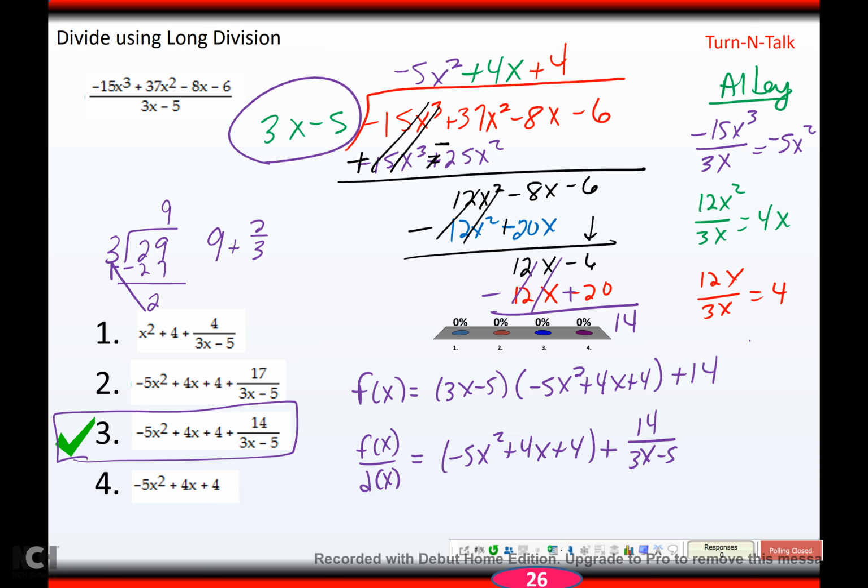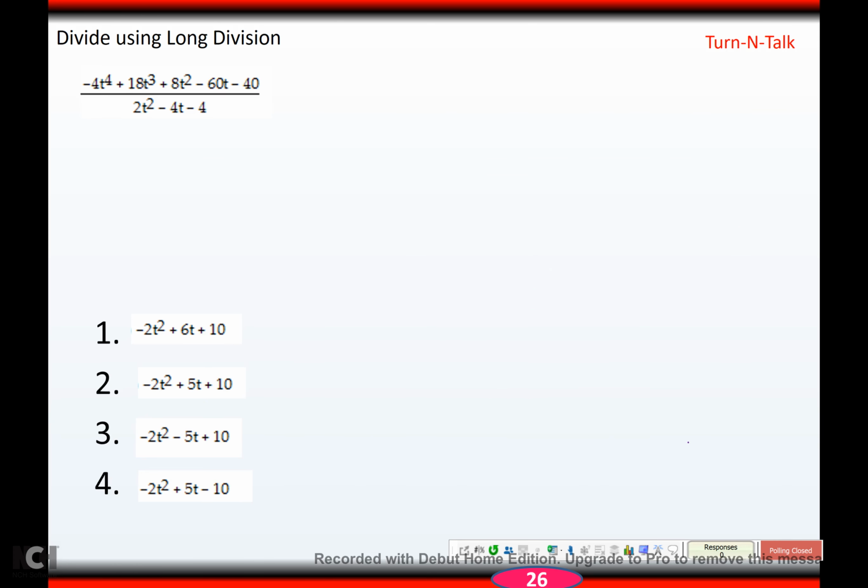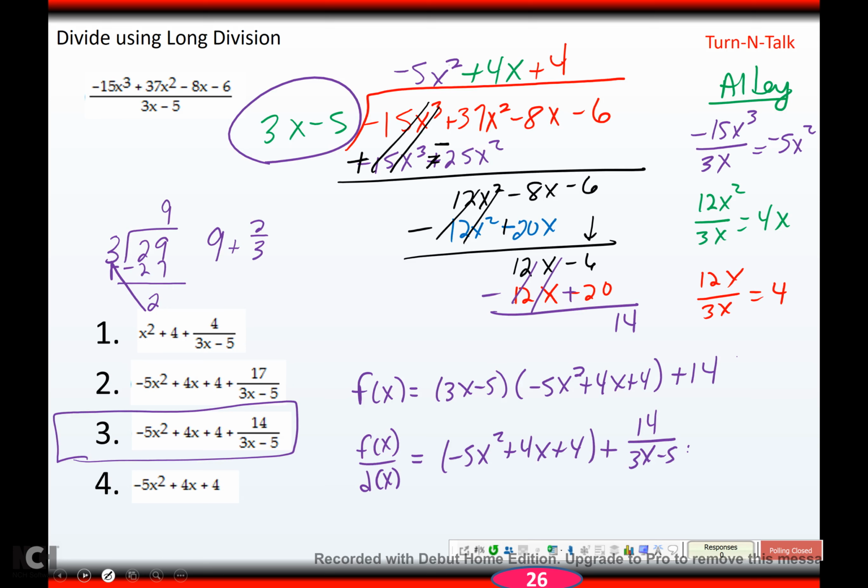This is called, I don't know what this one's called. This one's called fraction form. Oops. Yeah. Okay. Sorry.